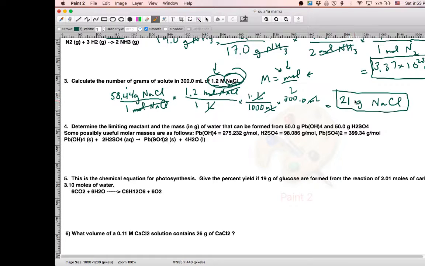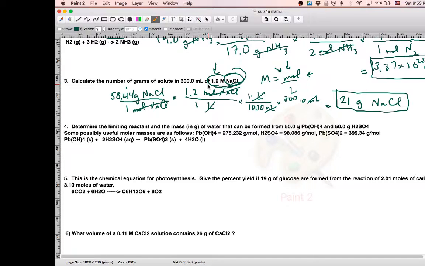Okay. That is not the only way to do this. You could easily have done this by starting with 1.2 molar NaCl. Like you would have written 1.2 moles NaCl divided by 1 liter, and so on. You could also equally easily have done this, or maybe even more easily, by starting with 300 milliliters of solution, right? But the underlying method is the same no matter where you start.